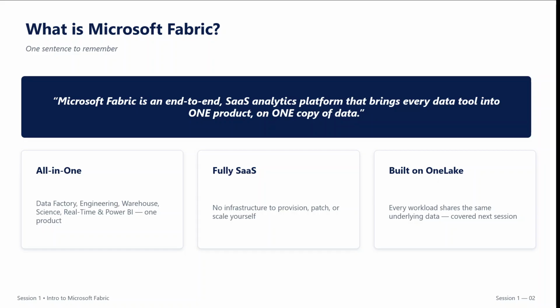Now why do we move to Microsoft Fabric? To avoid those issues, we have all functionalities in one place: Data Factory, data engineering, warehouse, real-time intelligence, Power BI, all as one single product. And it is fully SaaS. We discussed SaaS, PaaS, and IaaS as well. It is fully software as a service, with no infrastructure to provision, patch, or scale up, and it is completely built on OneLake.